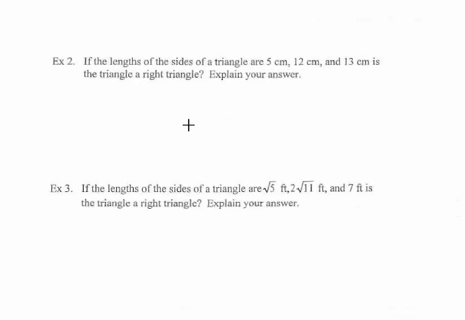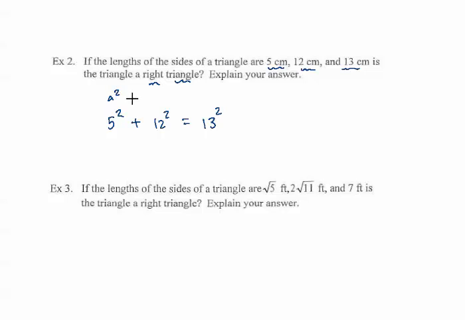It says we have a triangle. It doesn't say we have a right one, but it tells us that this triangle has lengths of its sides 5, 12, and 13. And the question is, is it a right triangle? So what we're doing here is we're applying the converse of the Pythagorean theorem. What we're going to do first is check the numbers to see if they satisfy the formula.